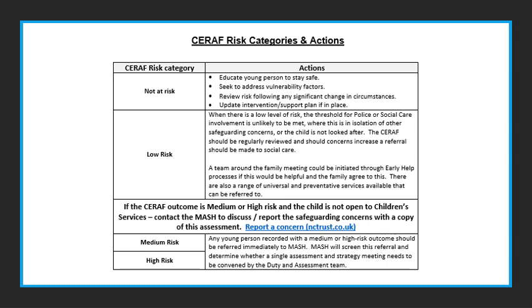Whenever a CERAF is completed for a child, it is also important that the allocated social worker or lead professional is notified and can share their views. The CERAF should be shared with them regardless of the outcome. Any young person recorded with a medium or high risk outcome should be referred immediately to MASH.